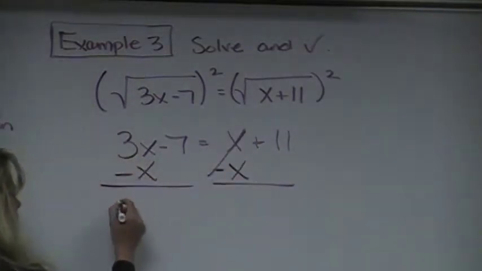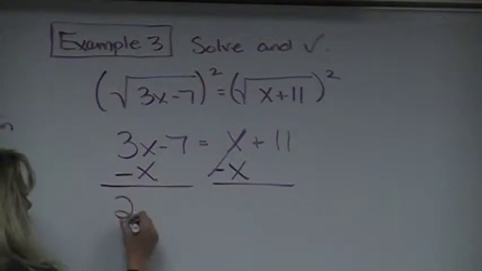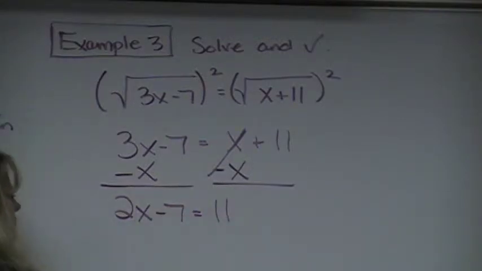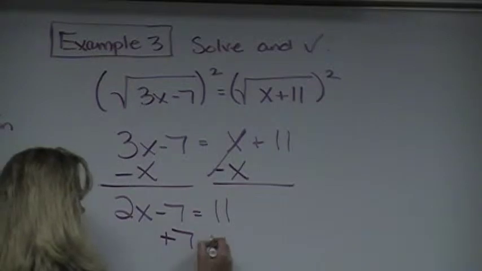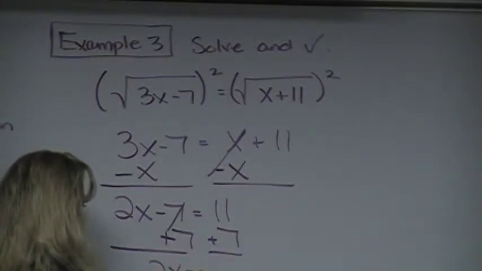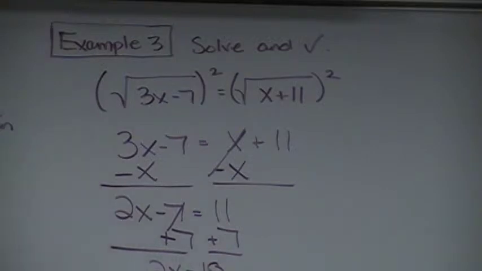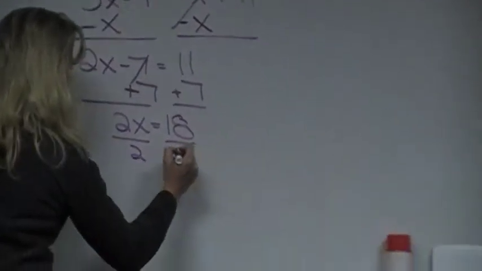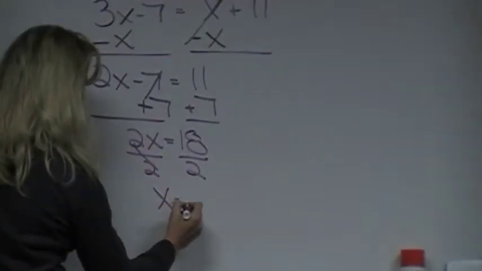Okay, so what are we left with over here? 2x minus 7 equals 11. What do we now do? Add 7 to both sides. Good. 2x equals 18, and now we divide both sides by 2. We get x is equal to 9.